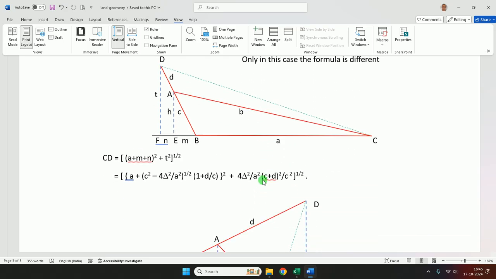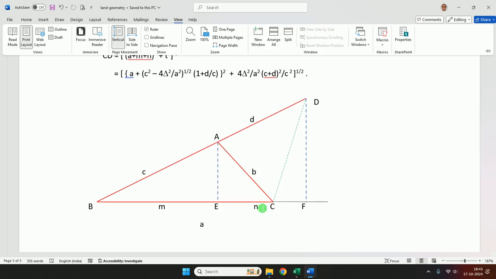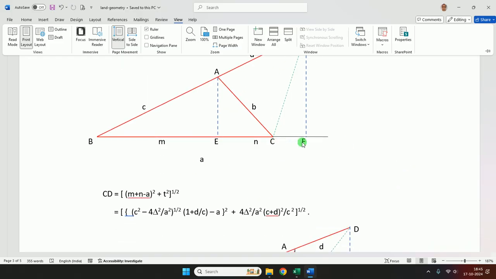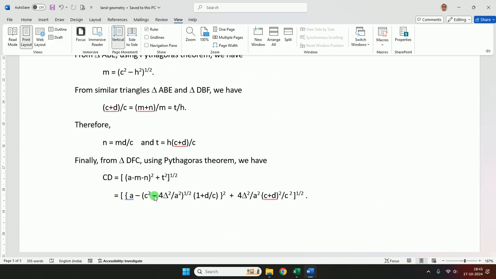So in fact, this is the only case where the formula is different. Another case is this one. This side is bigger than this side. In that case, the altitude of the triangle falls here, but this altitude is outside on the right. So here also FC is this one. This will be M plus N minus A, but because it is inside a square, it is the same as A minus M minus N. So this formula is the same as our previous formula, this one.